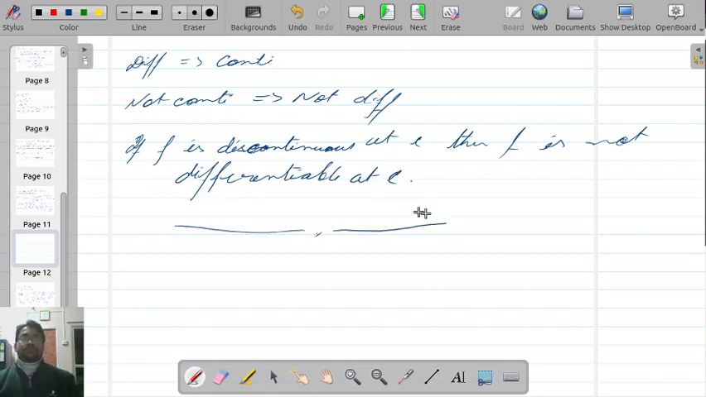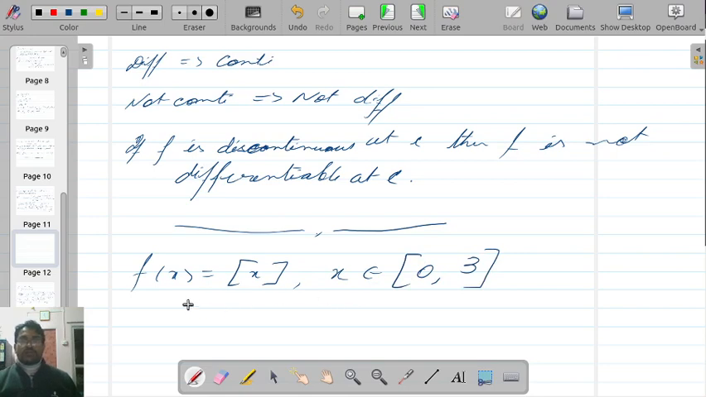Say for example this function f(x) equal to the greatest integer function of x in the interval, say x belongs to [0, 3]. So this function is discontinuous at the points 1 and 2. So at those 2 points the function cannot be differentiable, right? Okay, so this is the greatest integer function, greatest integer less than or equal to x.